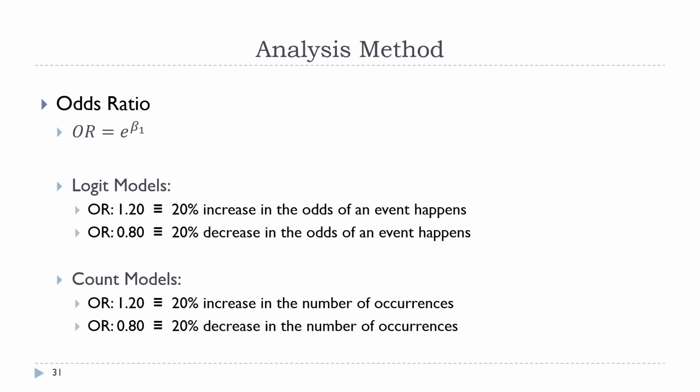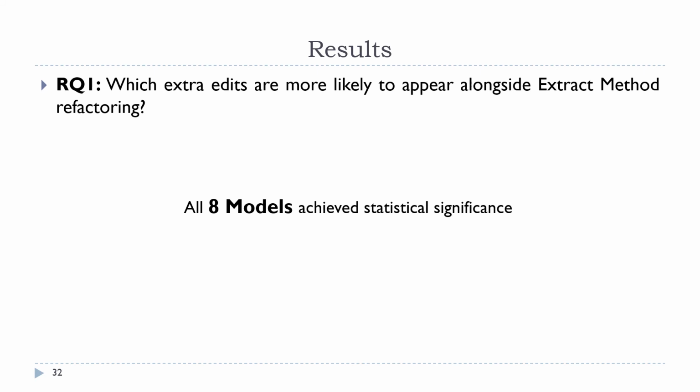For the count model, an odds ratio of 1.2 indicates a 20% increase in the number of occurrences of an extra edit, while an odds ratio of 0.8 indicates a 20% decrease in the number of times the event happens. To answer our first research question, we focused on the logged model. In this case, all 8 models we built were statistically significant.